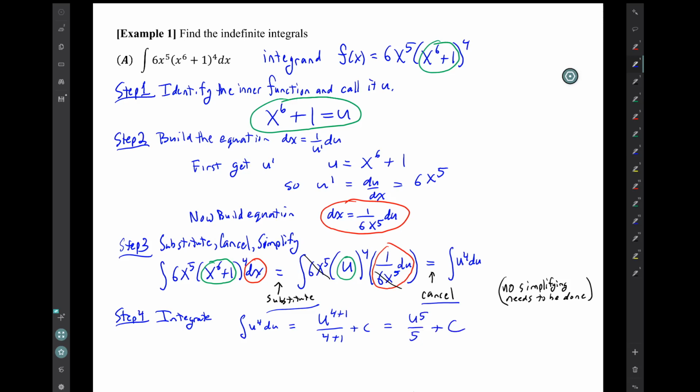And there's our new function involving just u, and it has a constant of integration. That 5 should be an exponent. That's step 4. Let's go up and see what step 5 is.